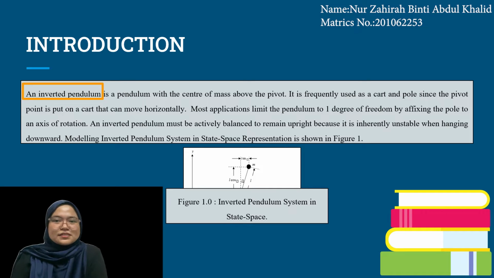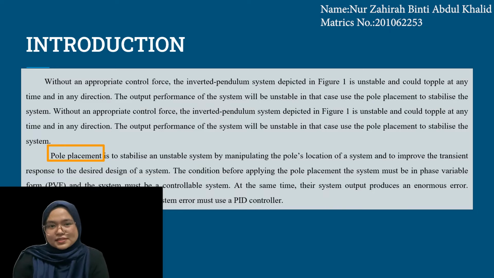Modeling the inverted pendulum system in state space representation is like this. The output performance of the system will be unstable. In that case, pole placement is used to stabilize the system. What is pole placement? Pole placement is to stabilize an unstable system by manipulating the pole locations of a system and to improve the transient response according to the desired design of the system. At the same time, the output will produce an enormous error.